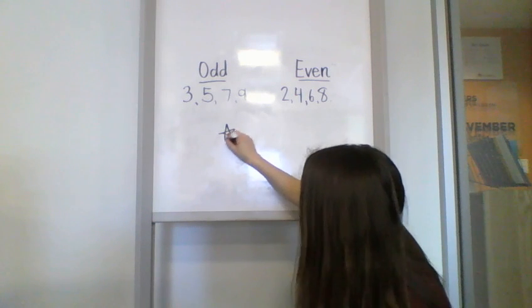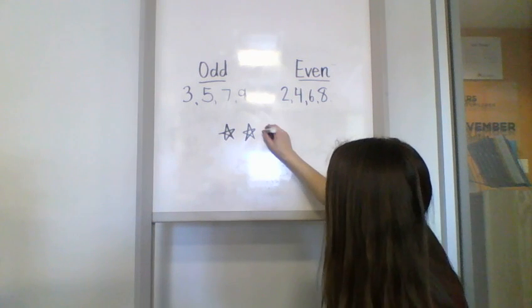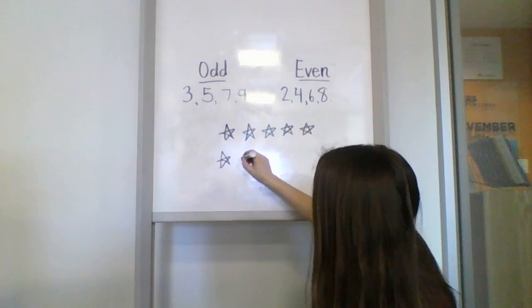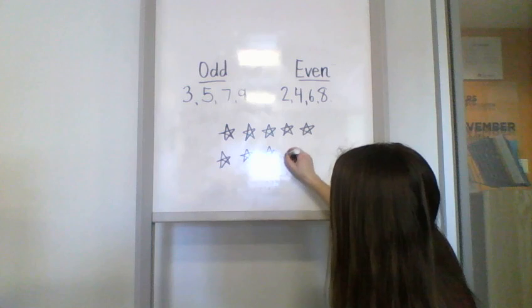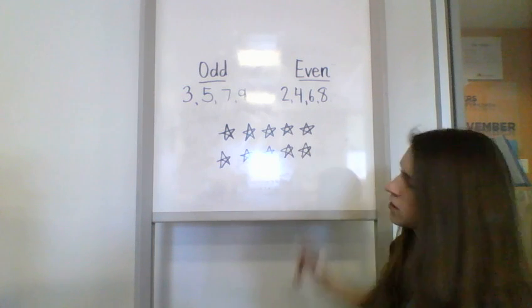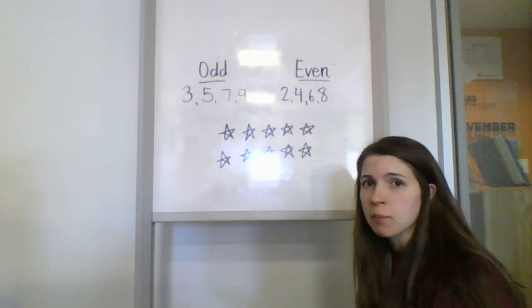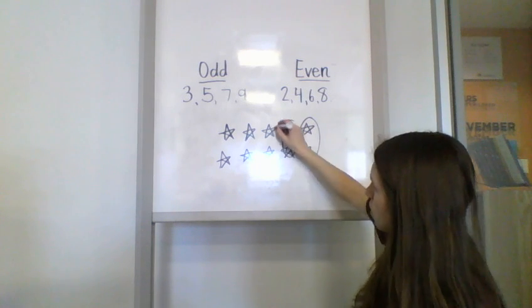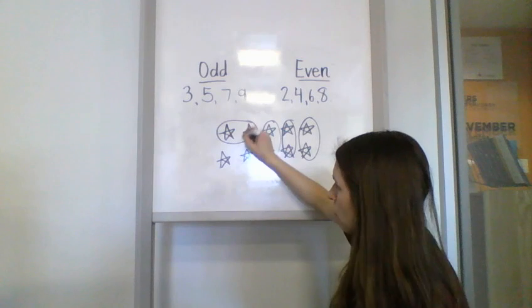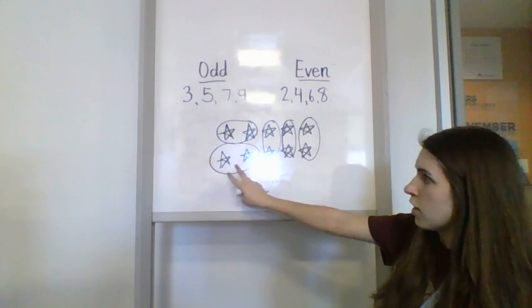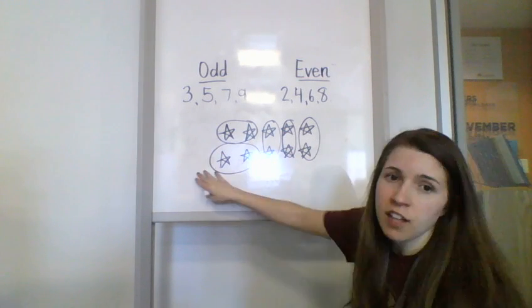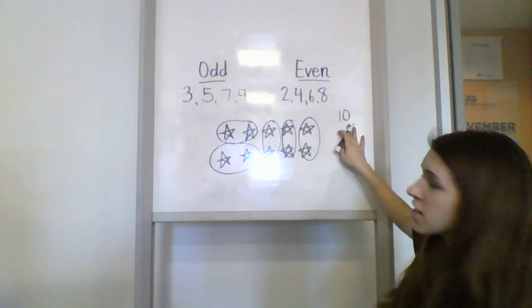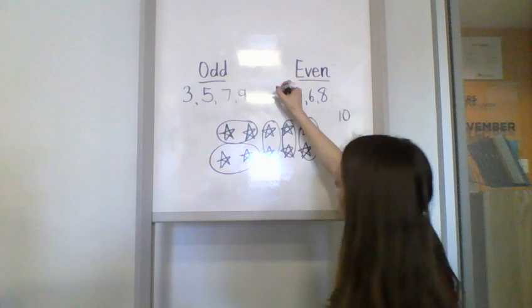What if I have 10 stars? So 1, 2, 3, 4, 5, 6, 7, 8, 9, 10. I'm going to try to make partners again by circling 2 together. So here's 1, 2, 3, 4, 5. Everyone has a partner and there's none left over. So this makes 10 an even number. 10 is an even number because it ends in 0.